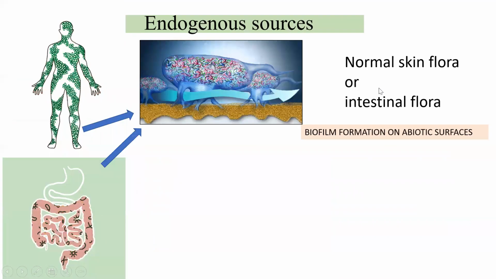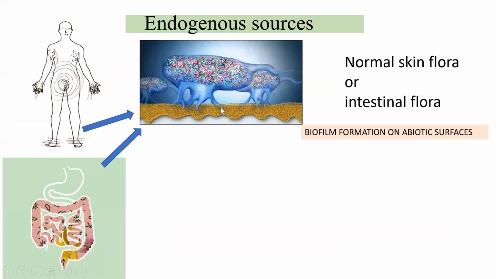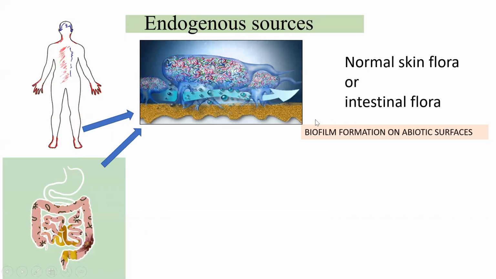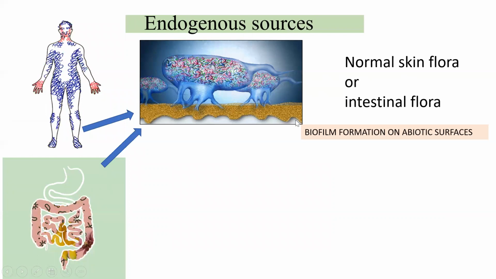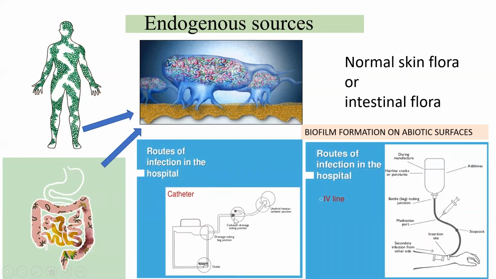Now regarding the endogenous sources, we know our body harbors a number of microorganisms as our normal flora. Many of them may act as opportunistic pathogens if they get optimized conditions and they form biofilm. So this is the normal skin flora or intestinal flora. They may form biofilm on abiotic surfaces like catheters, then other tubes, and these are the roots of infection in the hospital.